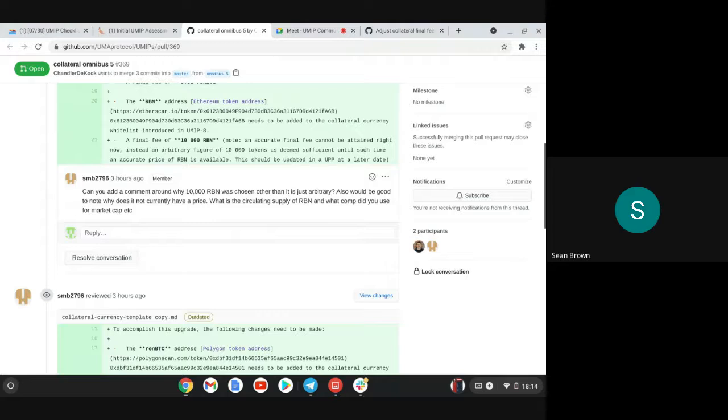$10,000 seems reasonable to me. If anything, I would think it's too high. But the fact of the matter is we can update this in 2 days as soon as there's a live market, if needed. So I think it sounds reasonable.